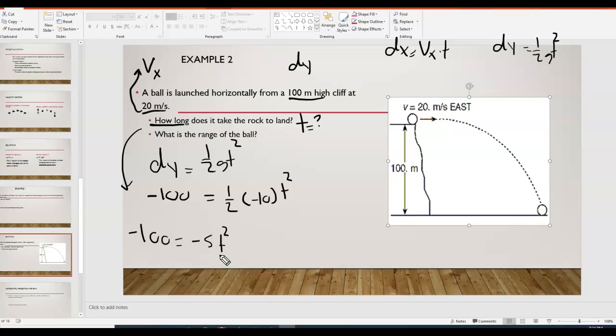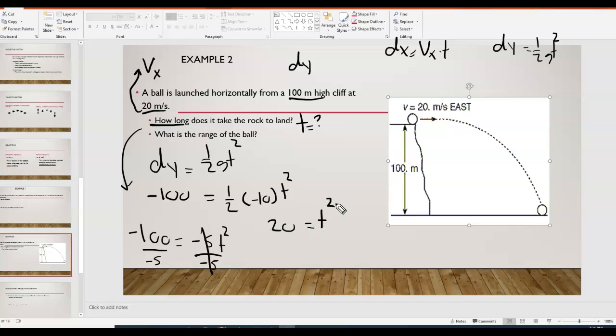I want t by itself, so I say what's being done to t. It's being multiplied and it's being squared. I want to do PEMDAS backwards to get t by itself. And so the first thing I'm going to do is divide both sides by negative 5. Negative 100 divided by negative 5 is 20. That is equal to t squared.